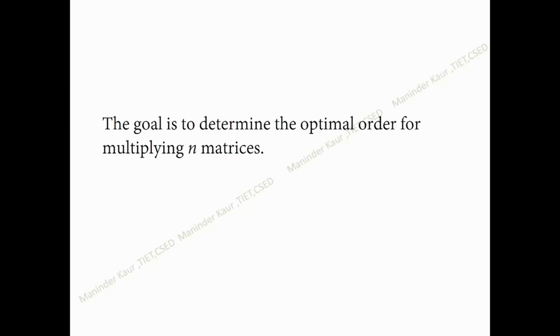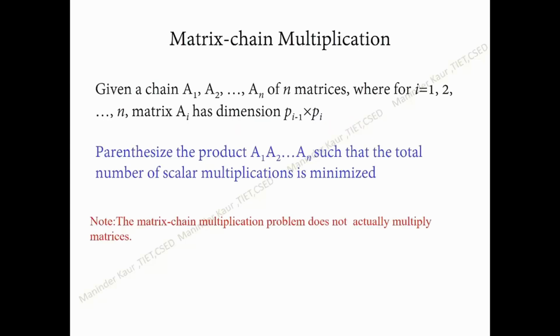The goal of matrix chain multiplication is to determine the optimal order of multiplying n matrices. If you want a formal definition: given a chain of matrices A1, A2 till An, with dimensions P(i-1) by P(i), we want to parenthesize the product, that is, find the order in which the matrices should be multiplied such that the total number of scalar multiplications is minimized. One point to be noted here: we are not actually multiplying the matrices, we are just counting the number of multiplications.